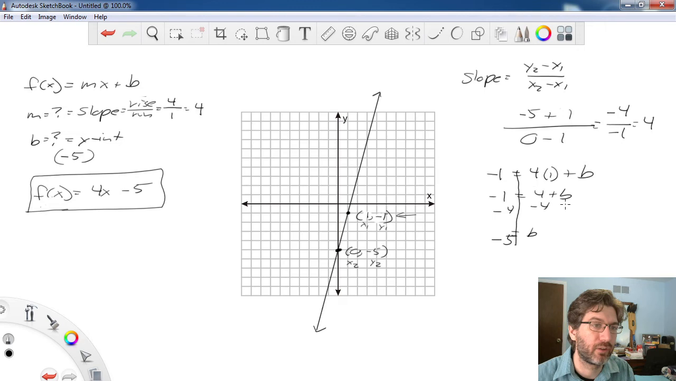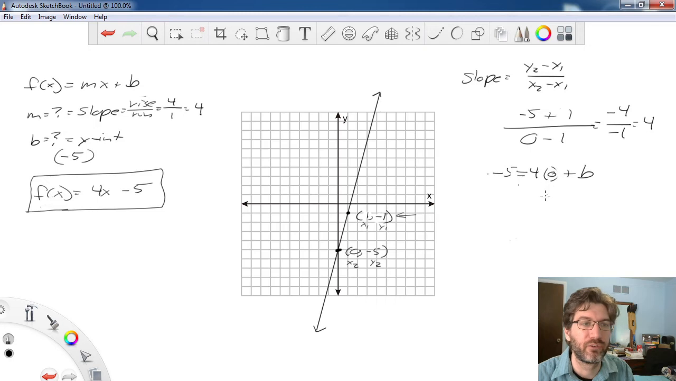Or you could have used another one. We could have used the other point too. Instead of plugging in negative 1 and 1, you could have plugged in 0 and negative 5. So 0 was here and negative 5 was here. That's your equal sign. 4 times 0 is 0 plus b equals negative 5. So that just goes away. Negative 5 equals b, you still get b.